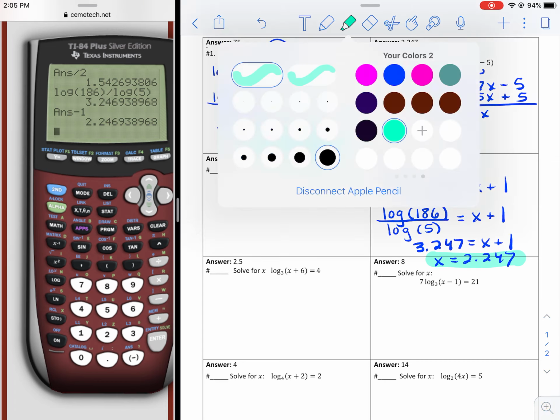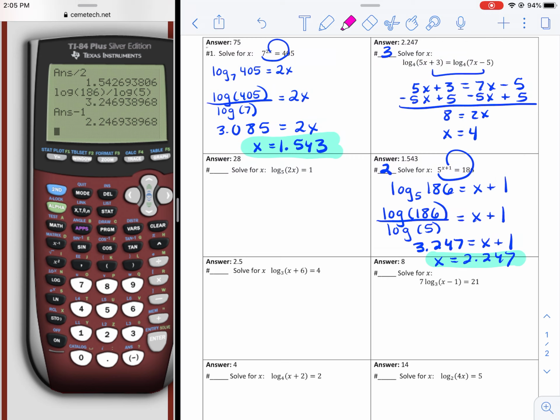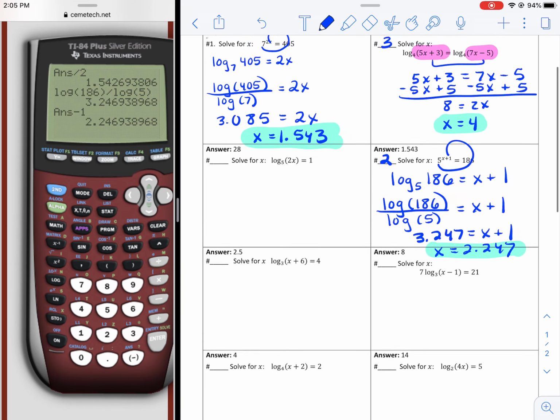The only thing you have to check is you have to make sure that x equals 4 does not make this argument negative. So 5 times 4 is 20. 20 plus 3 is 23. And then 7 times 4 is 28 minus 5 is also 23. Okay, and so the answer works. And so the answer is x equals 4. So we're going to find x equals 4, and that is problem number 4.